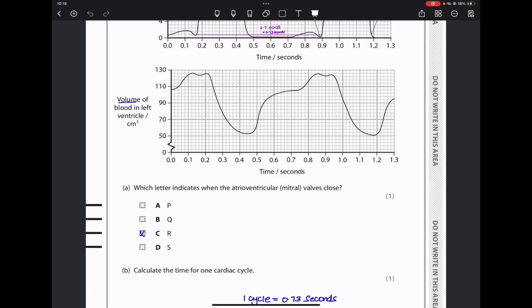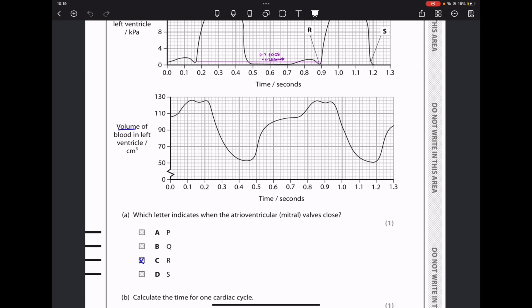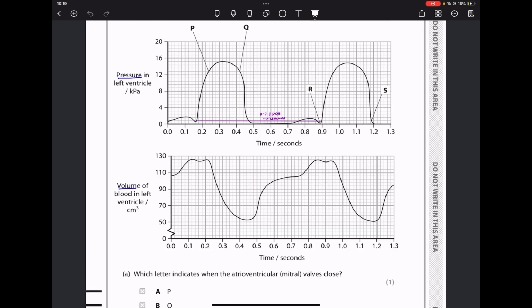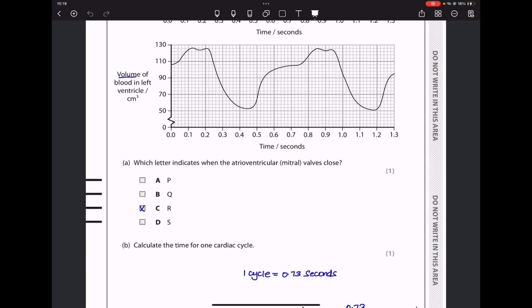Here they say, which letter indicates when the atrioventricular valves close. The atrioventricular valves close before the ventricles begin to contract. So contraction of the ventricles is going to increase the ventricular pressure. Point R is when the volume is beginning to increase, so that is going to be my answer.